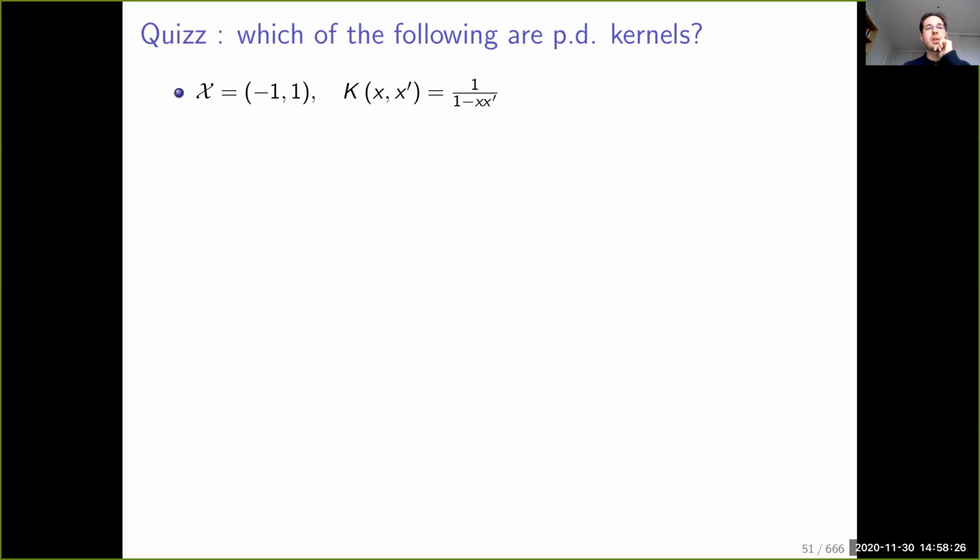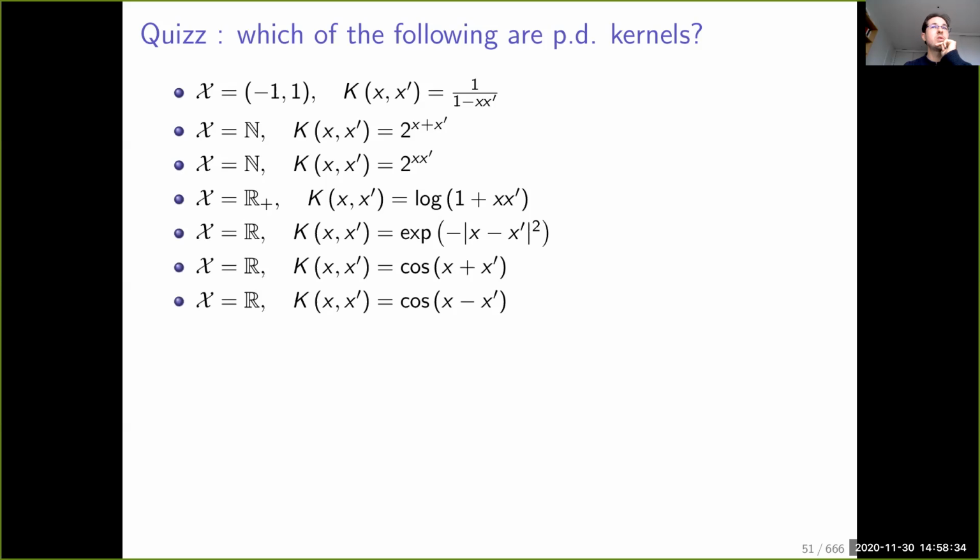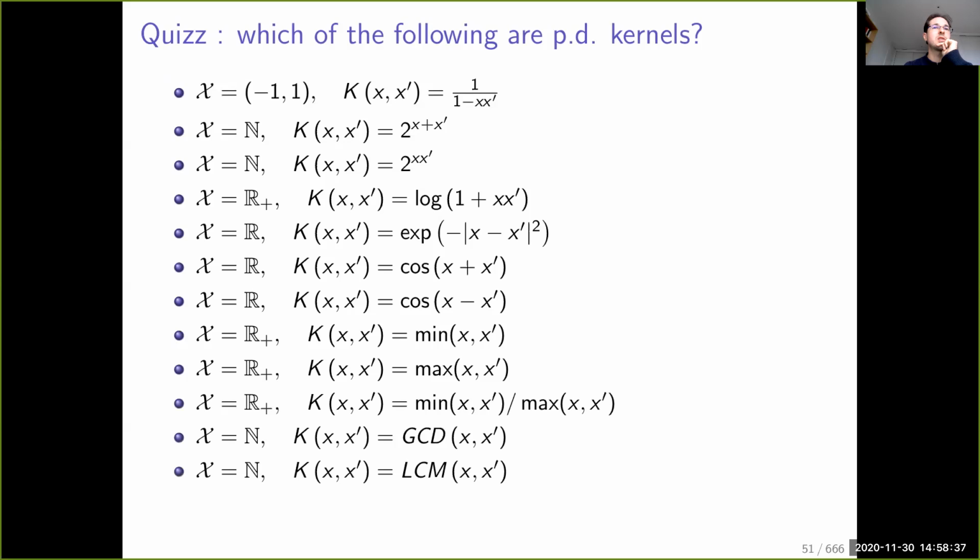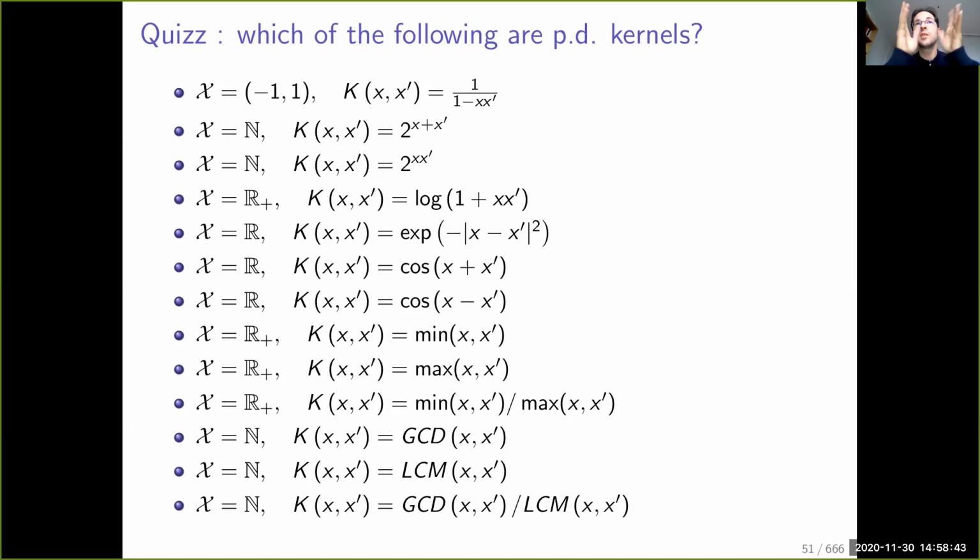Now, we could do that for many other kernels, but I'm going to keep that for the discussion session, in fact. And there will be a small quiz, to see if, given what we have done so far, you are able to tell me which of these kernel functions are positive definite kernels. We have functions that sometimes simply take values on some open interval. Sometimes we have kernels for natural integers, sometimes for only non-negative values. So the input set is sometimes different.